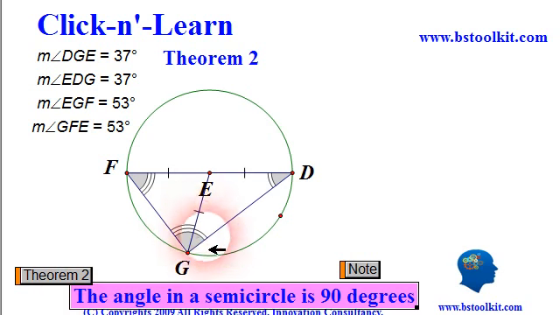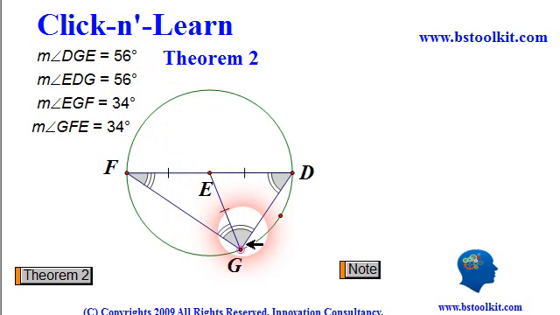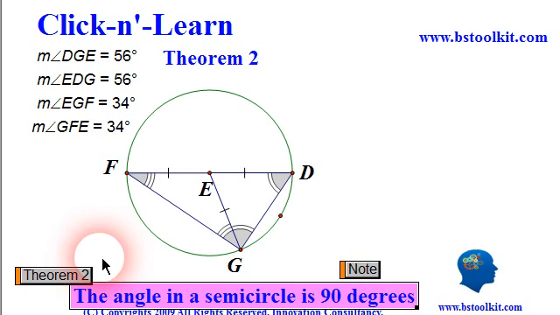Now let's see what happens when we move this point here anywhere on the circumference of the circle. Does the angle change? While the lengths of the chords change dynamically and the angles change, when you add them up, 56 and 34 remains, gives you the same sum. 56 and 34 is 90 degrees. The angle in the semicircle is 90 degrees.